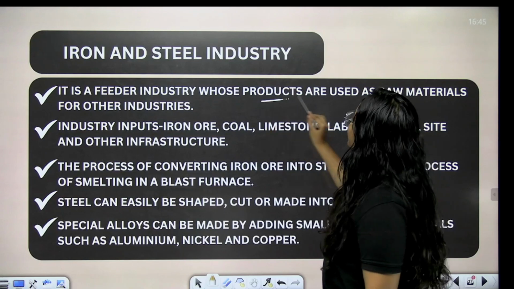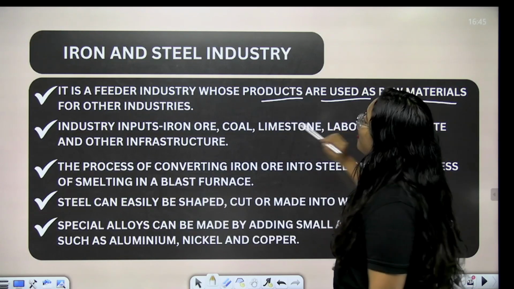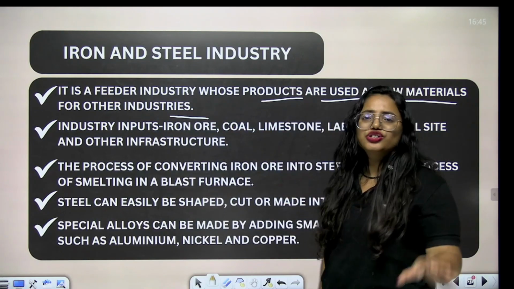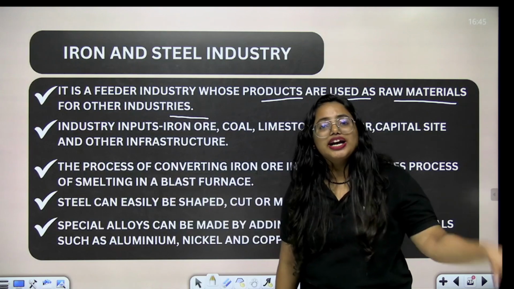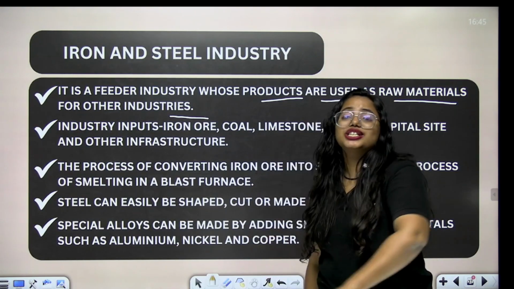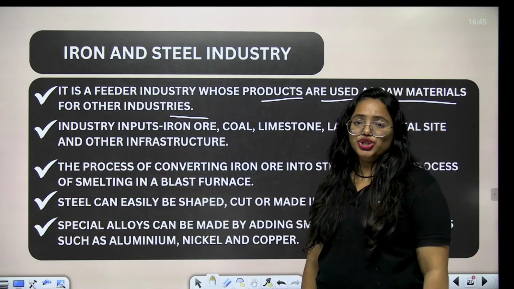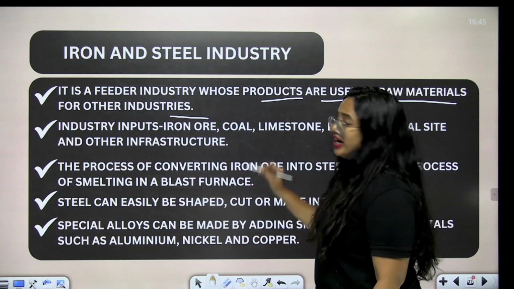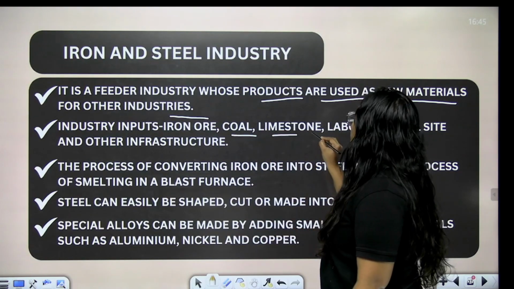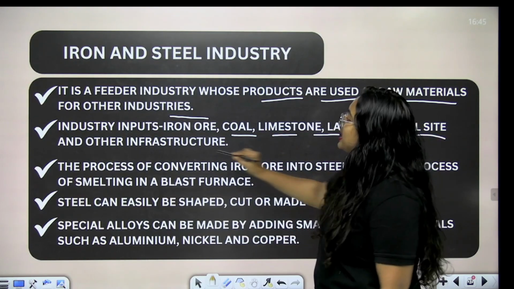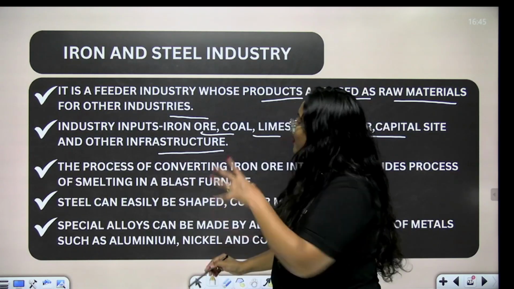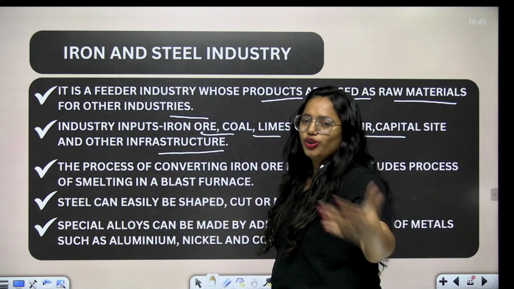It is a feeder industry whose products are used as raw materials for other industries. So, look at it. This particular one can be raw material to other industries too. How? Industry inputs can be iron ore, coal, limestone, labor, capital, site and other infrastructure. And what about the process? We know that already.